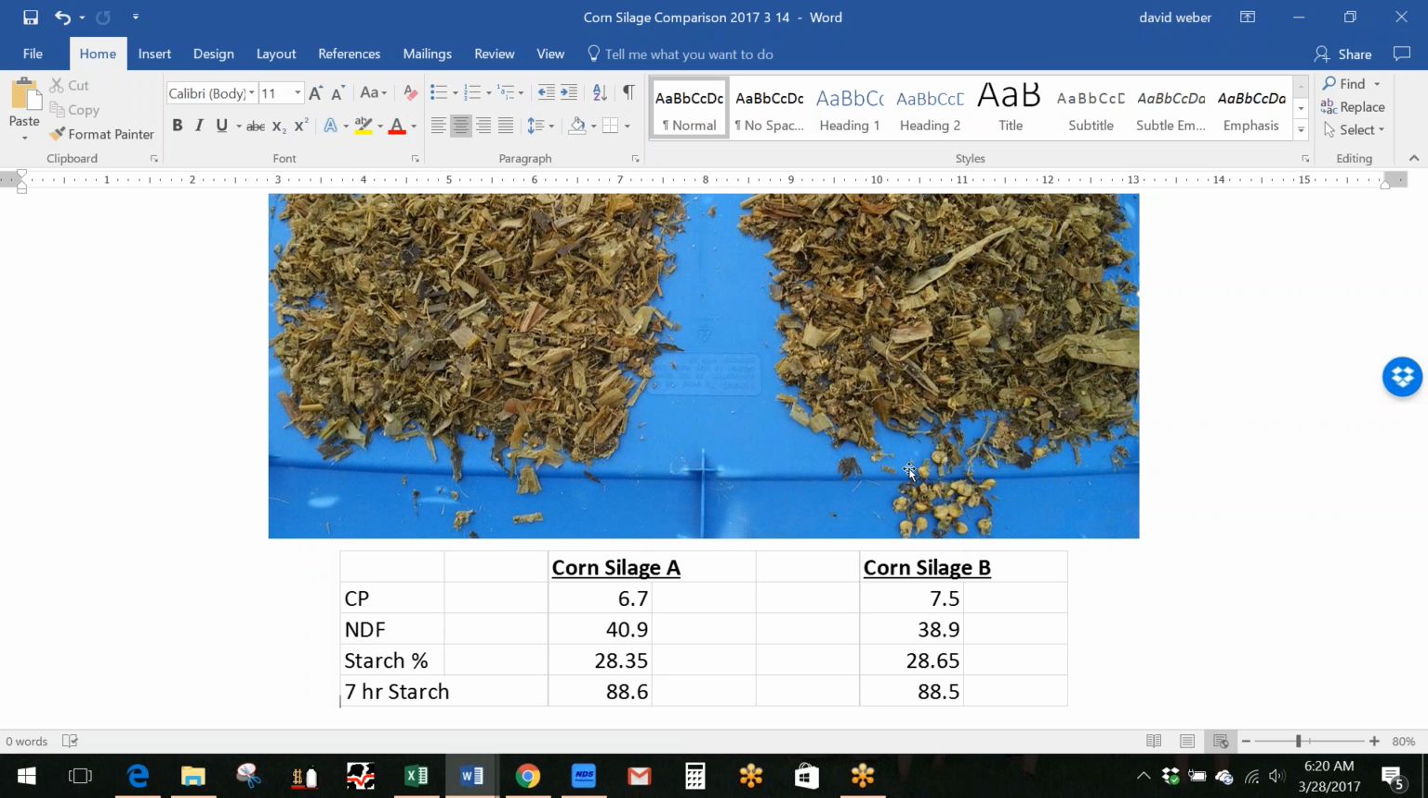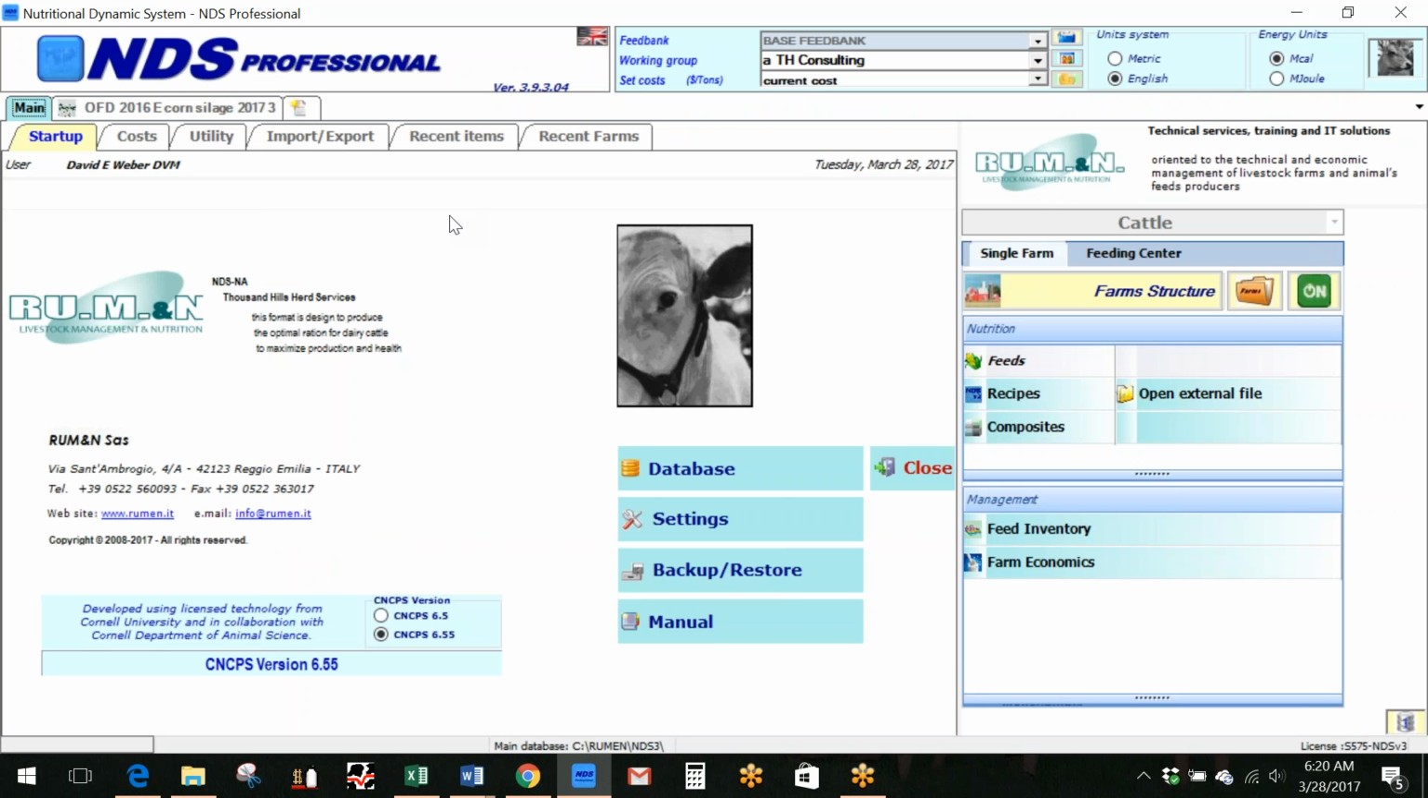So when we look at the analysis and when we're importing the XMLs from these samples, it is bringing in these 7-hour starch values. So you would think these two silages would be almost the same analysis in the NDS program using the 6.55. So let's go to NDS and just take a quick look.